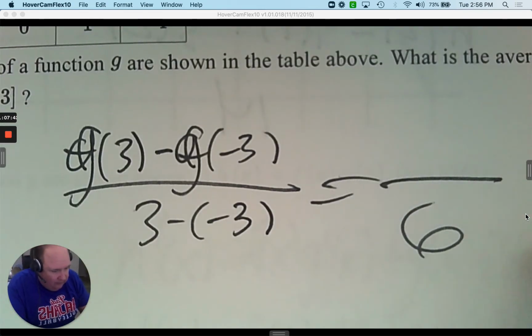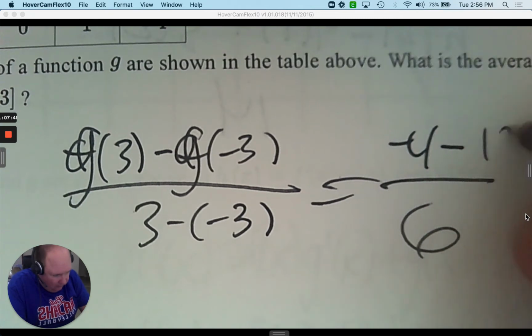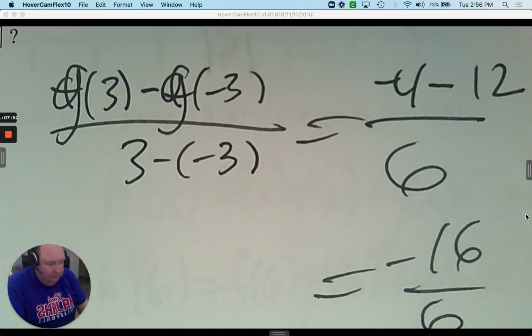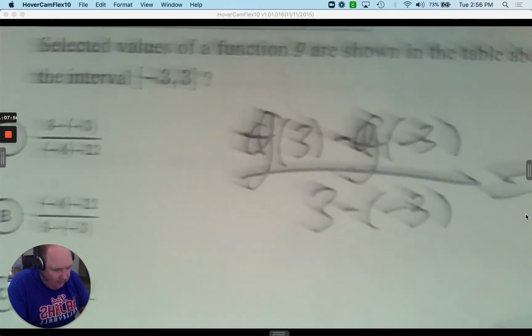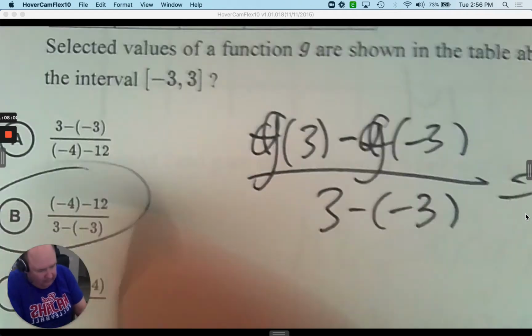So g at 3 is equal to -4. G at -3 is 12. So that's -16 over 6. That's -8 over 3. Or I can just look here, -4, take away 12, and there it is right there. It matches with B.